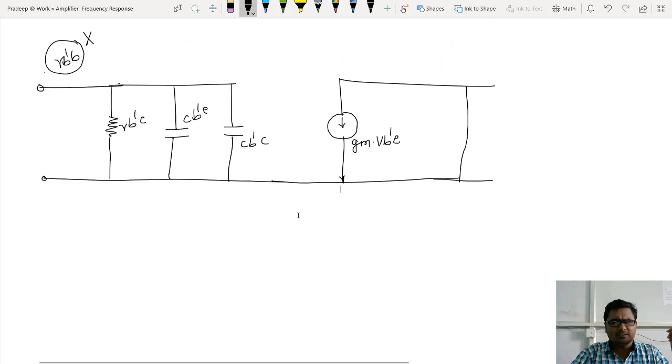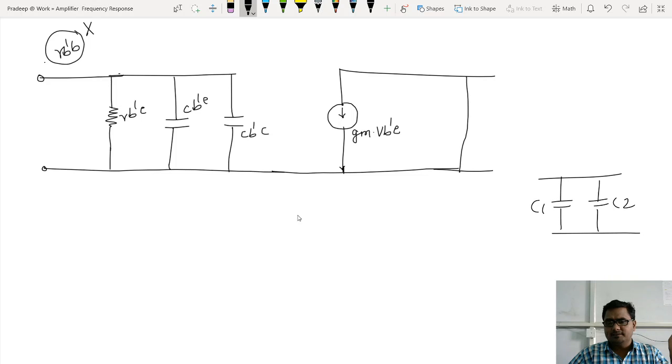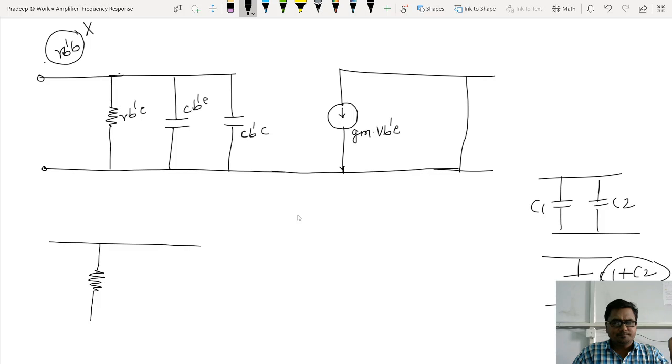Now why consider two parallel capacitors? When two capacitors are in parallel, for example, if this is one capacitor and this is another capacitor, can I combine them into only one capacitor with C1 plus C2? Possible. So if it is possible, then let me modify the circuit diagram. What will be my new circuit diagram? My new circuit diagram will have only one resistor and one capacitor.